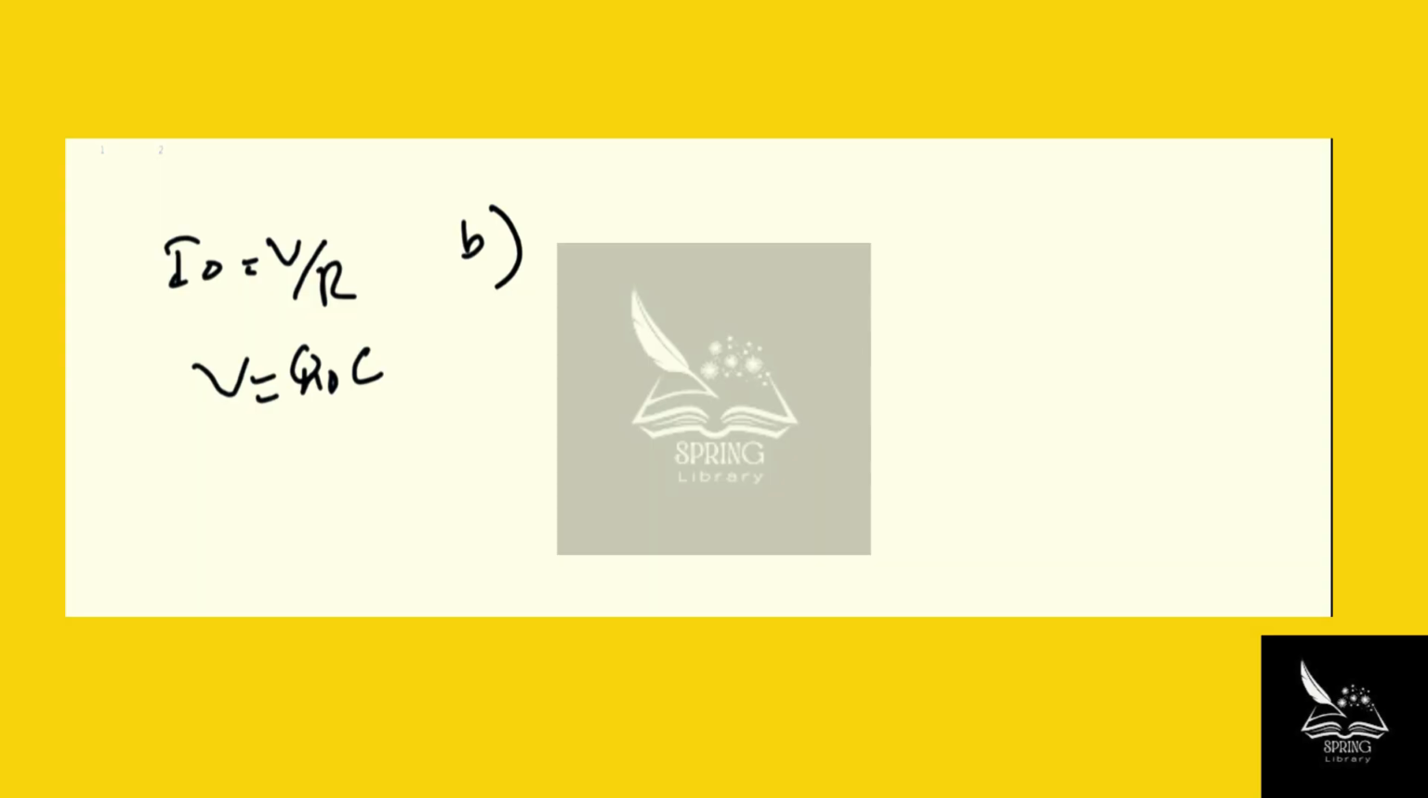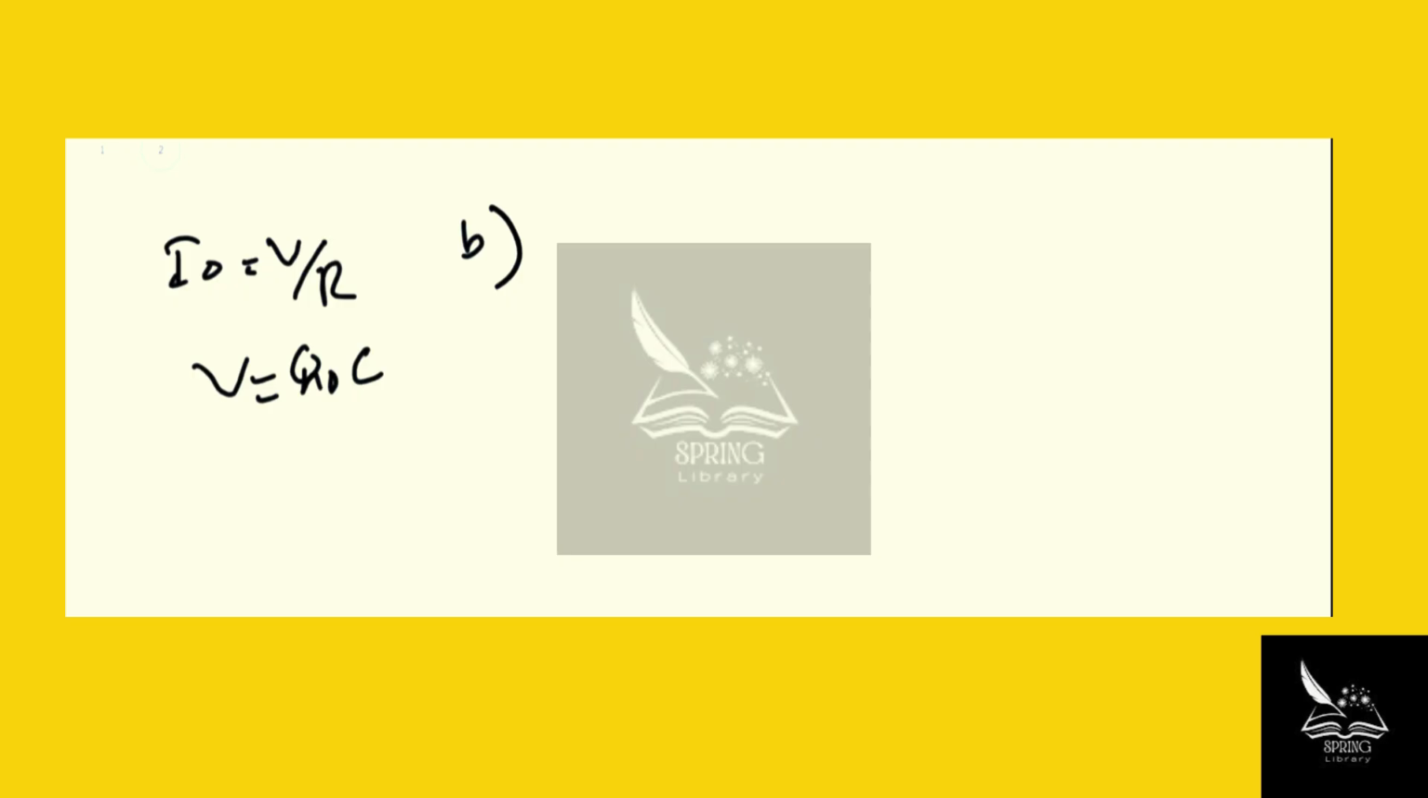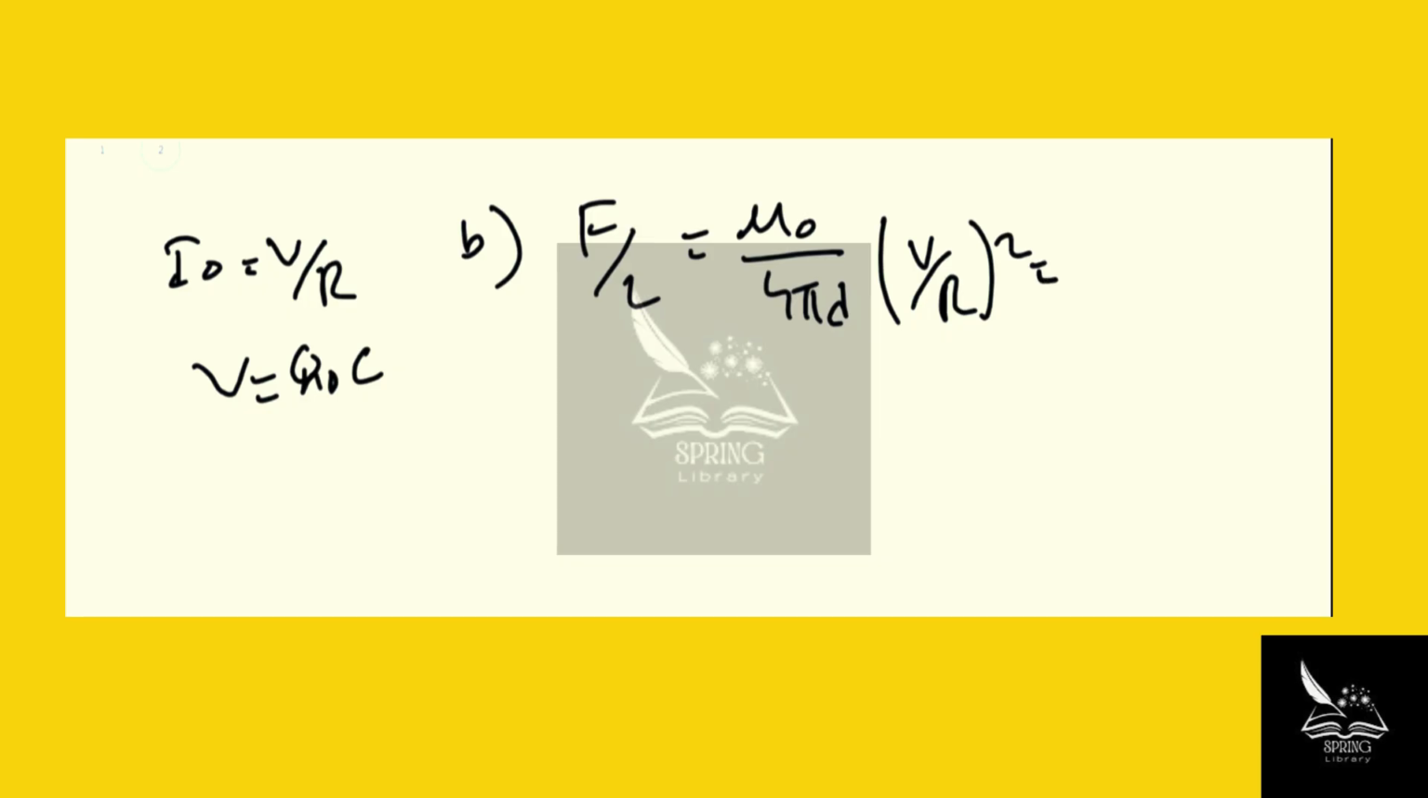Part B of the problem: we substitute the values in the equation that we wrote earlier. Let's call this equation number 3. So we substitute into 3 and get the force per unit length in terms of potential, which is mu naught over 4 pi d times V over R, squared. This is equal to, substituting V in terms of Q naught, mu naught over 4 pi d times Q naught divided by RC, squared.